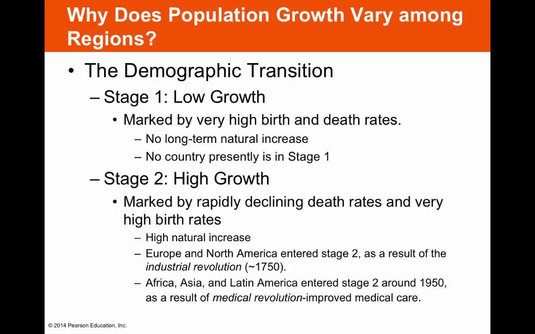Stage 2 is high growth. This is marked by rapidly declining death rates and very high birth rates. And because the death rates are going down and the birth rates are high, this is going to cause a high natural increase in population. Europe and North America entered stage 2 as a result of the Industrial Revolution, so around approximately 1750. And Africa, Asia, and Latin America entered stage 2 around 1950.